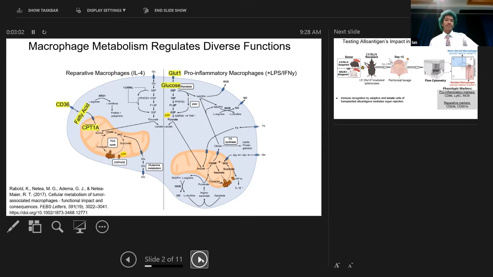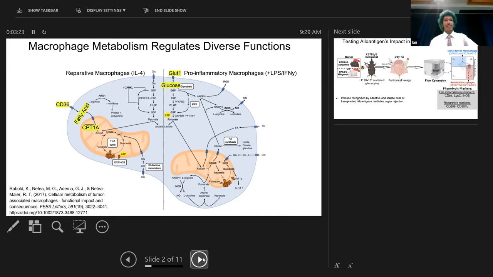So for pro-inflammatory, we're looking at GLUT1, which is where the glucose enters the cell, and then CD36, which is a protein on the outer cell wall as well to let the fatty acid in, but also CPT1A, which is in the mitochondria, where the fatty acid oxidation occurs, and which is a part of the TCA cycle.